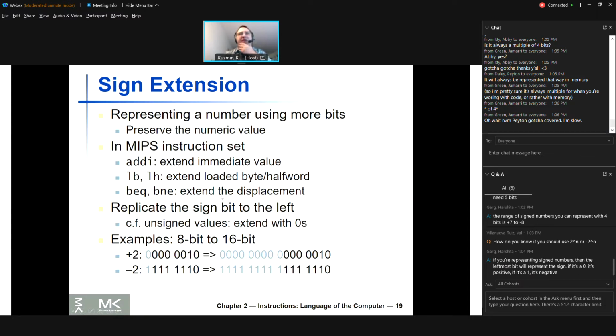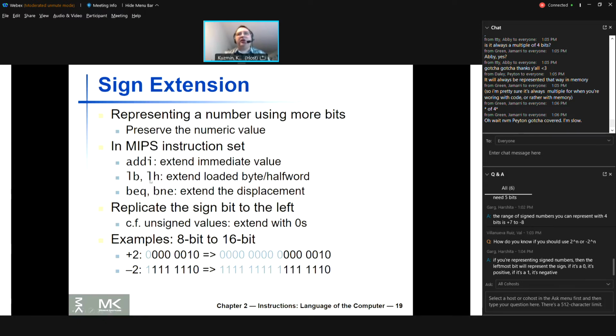And there are a number of cases when it actually matters in MIPS. There are instructions that extend the immediate value. addi, you have seen already examples where that immediate value can be negative, right? We were talking about the fact that there is no subi because we can do addi with a negative value. Okay, so that does matter.